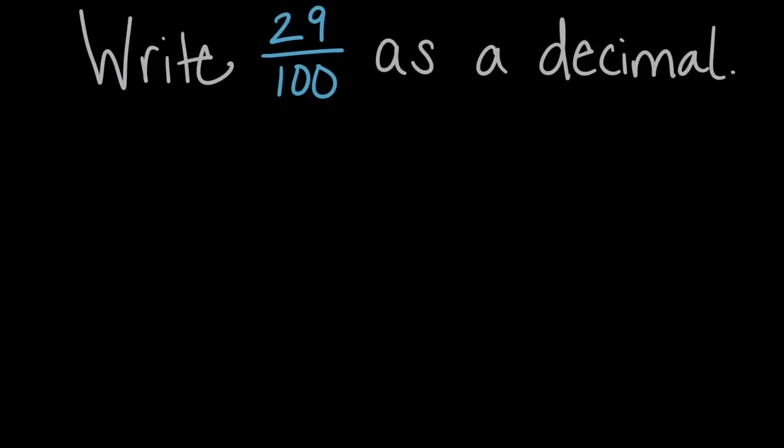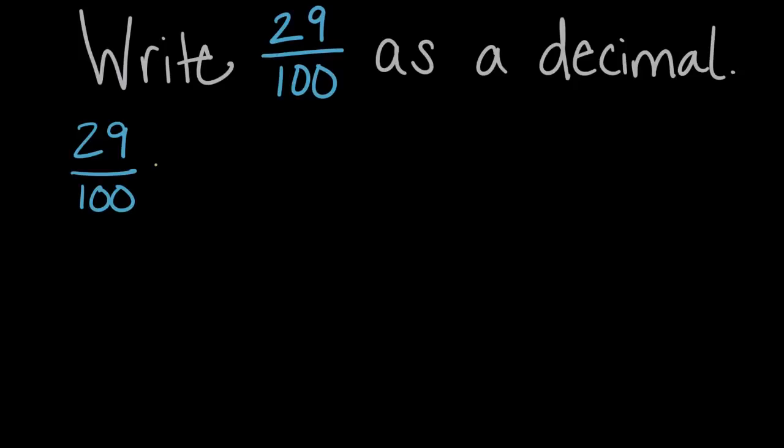Let's write 29 hundredths as a decimal. So we'll start with 29 over 100. And let's start breaking that down until we can get to place values, because place values will help us to convert to write this as a decimal.